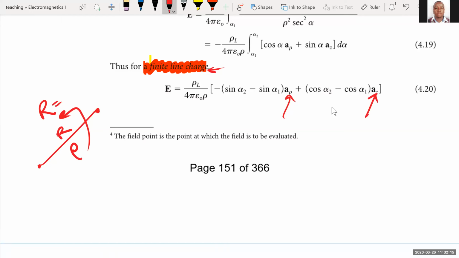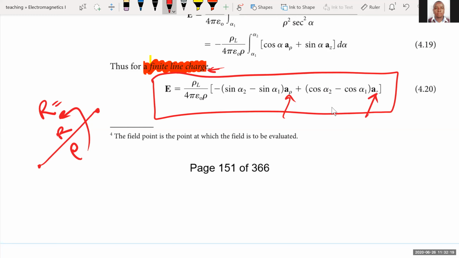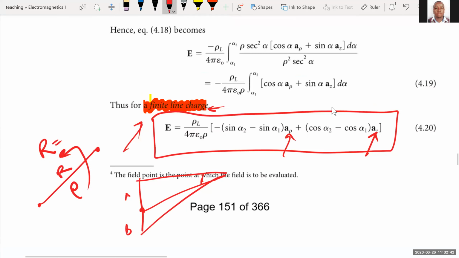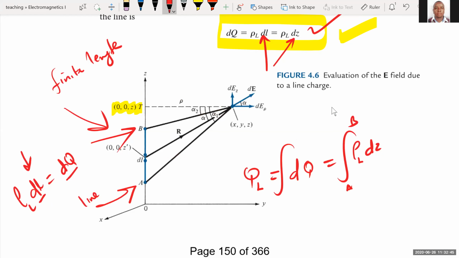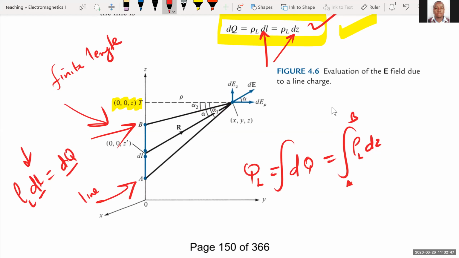So this equation denotes the expression of electric field intensity due to a finite line from point A to point B that was described by alpha, as you remember in equation 4.16, alpha 1 and alpha 2. Alpha 2 is for B and alpha 1 is for A.